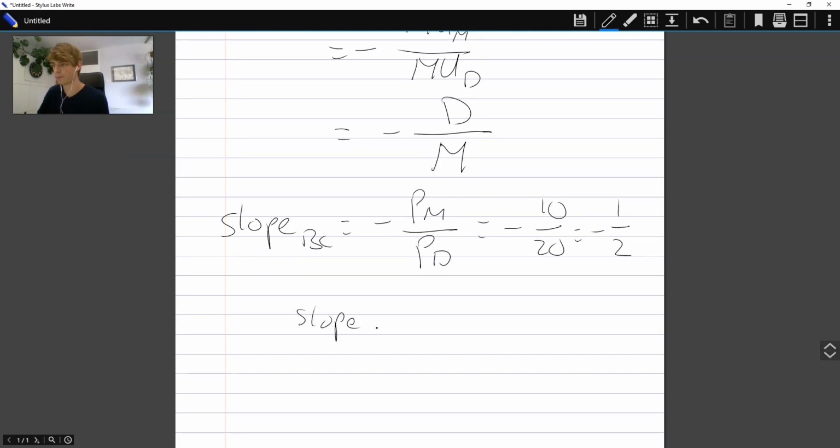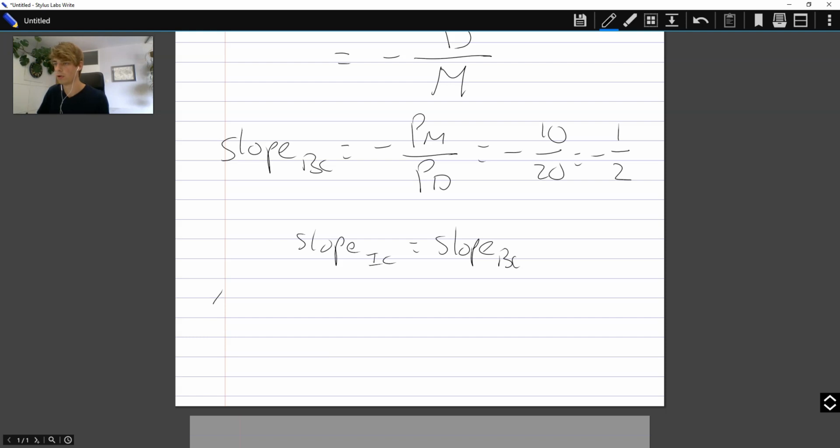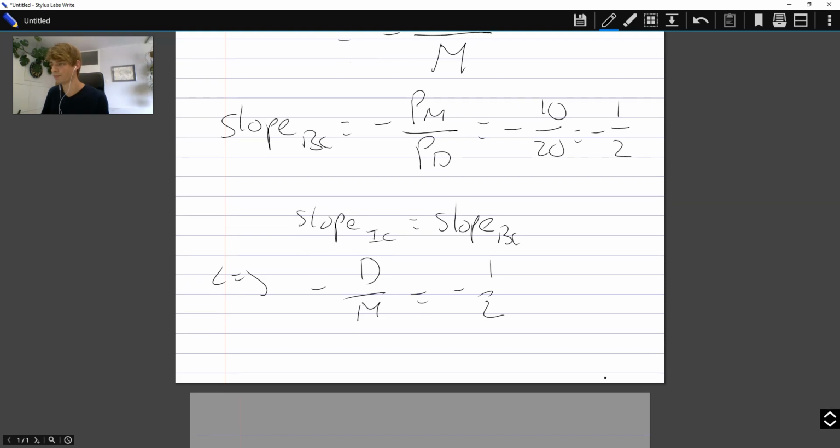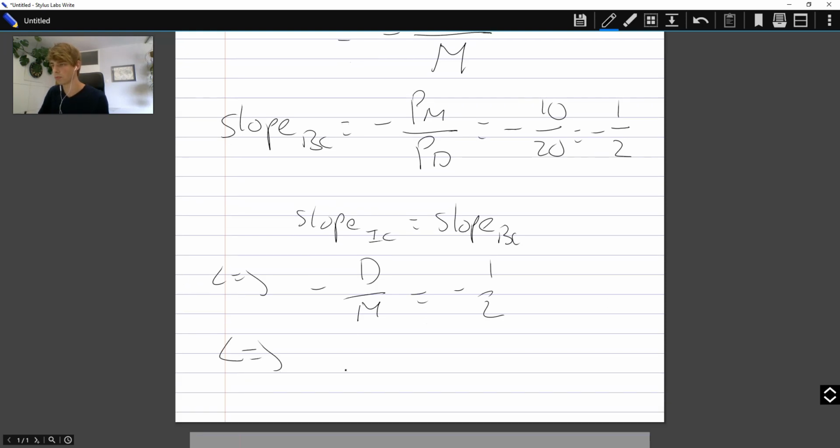let's write this a little neatly. So this is true if and only if this is true. And that tells us that on the income expansion path, the number of DVDs equals half the number of movie tickets.